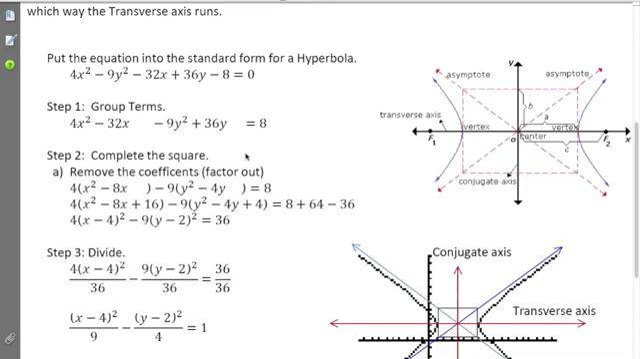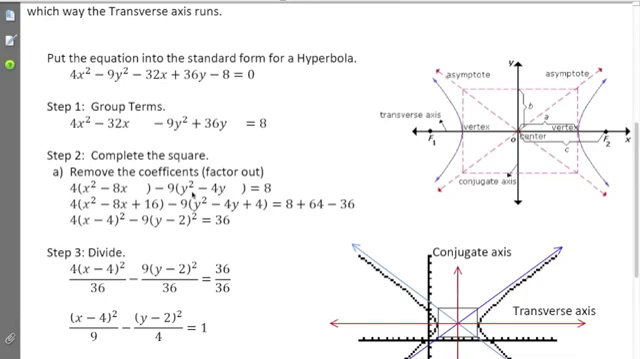Let's go ahead and complete the square. We're going to factor out the coefficients. 4 comes out front, which makes my 32 drop to a negative 8. This time, I have a negative 9 in front of my y squared, and I'm going to have to factor out that negative, so that's going to change the sign of this value. So negative 9 comes out, leaving me with a negative 4. If you're not sure you're doing that right, go ahead and distribute back and make sure you get what you started with.